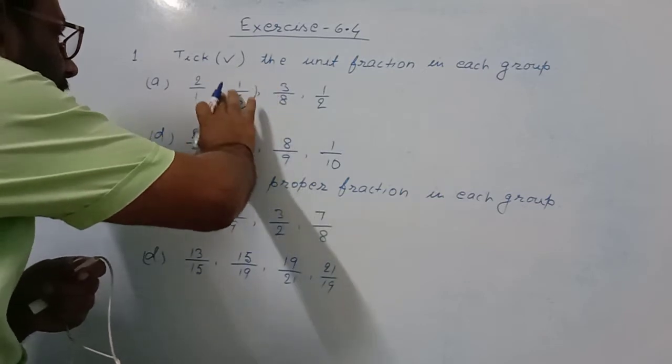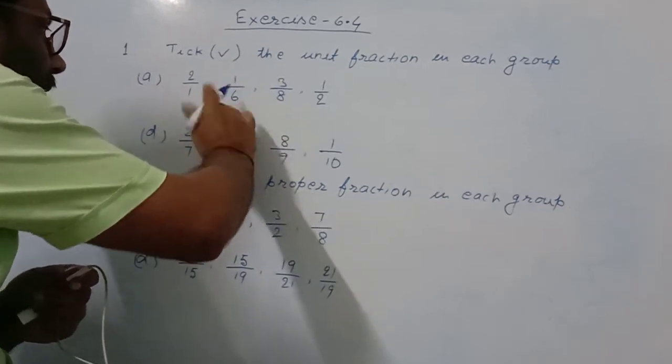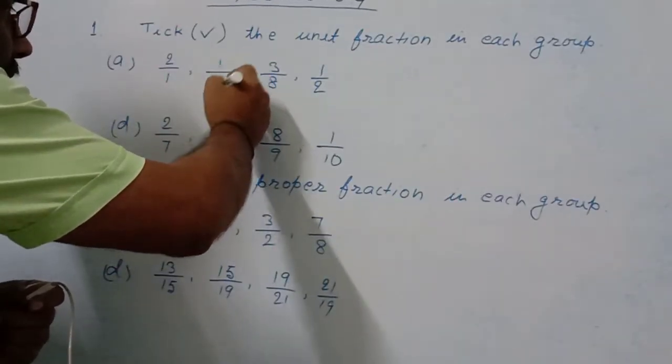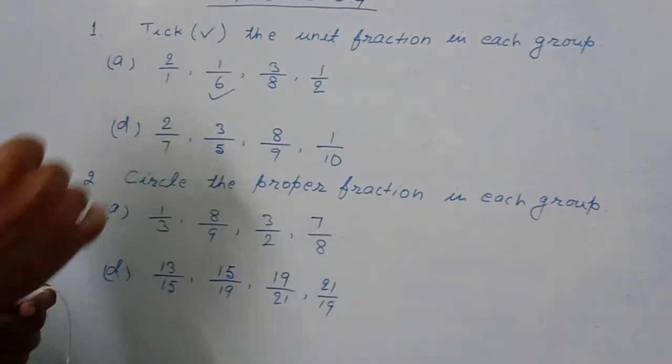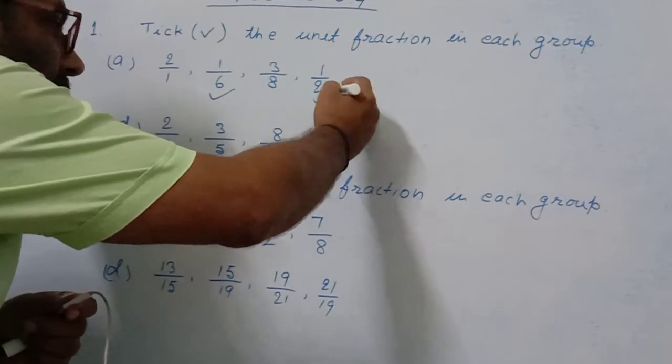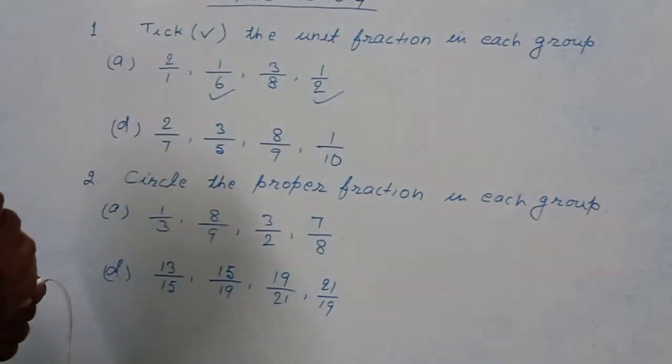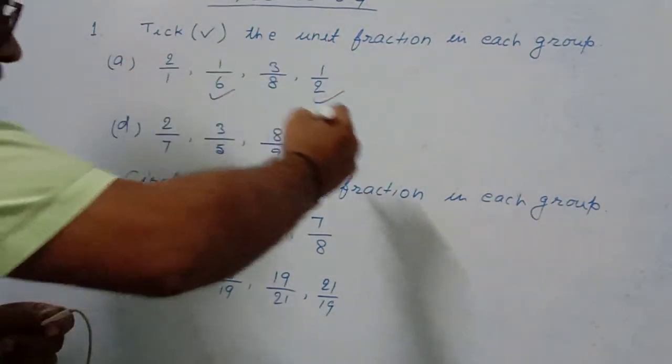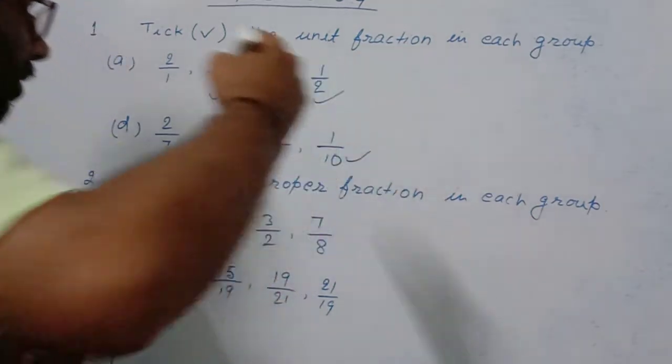Now we have to tick it. So we give a tick below this. Similarly, in this fraction, numerator is 1, we tick it. Here there is only 1, 1 by 10, we tick it.